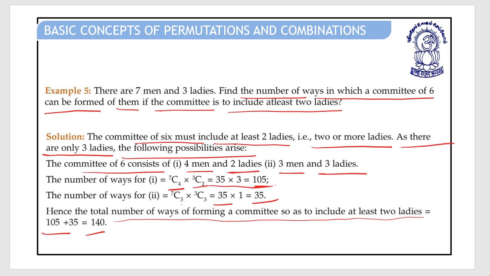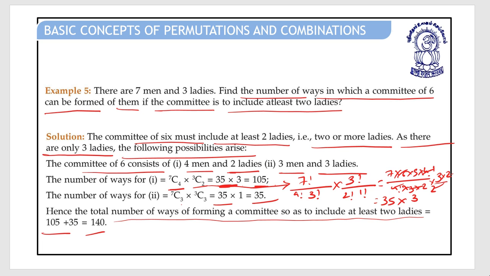Here you have to solve this, and after that you will get this 35 into 3. So 7C4 is 7 factorial upon 4 factorial into 3 factorial, into 3C2 is 3 factorial upon 2 factorial into 3 minus 2, 1 factorial. 7 into 6 into 5 into 4 factorial upon 4 factorial, 3 into 2, 3 into 2 cancel against the 6. 7 times 5 is 35, into 3 factorial upon 2 factorial, 2, 2 cancel, into 3, is equal to 105.